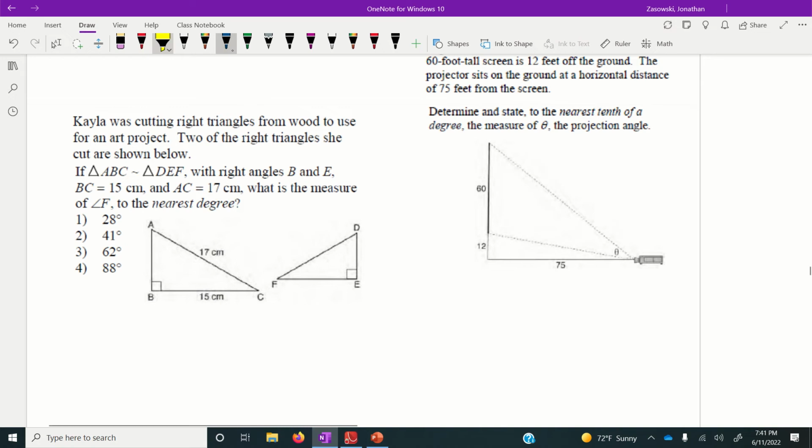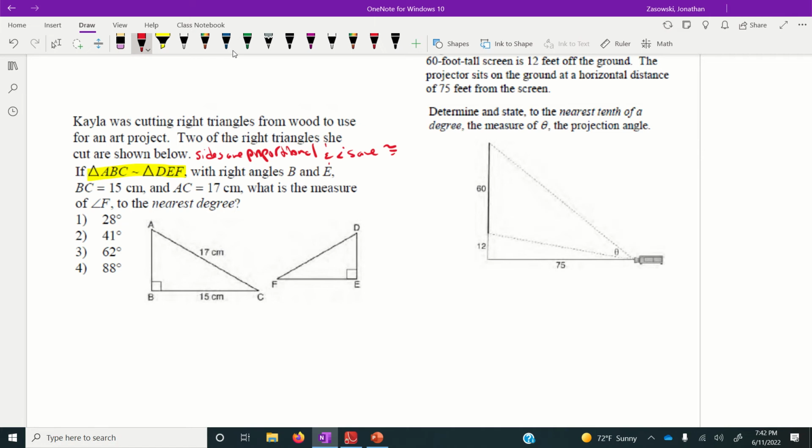Let's go down to the next one here. Kayla was cutting right triangles from wood to use in an art project. The right triangles are shown below. We know that the triangles are similar, which is important. Remember, similar means that their sides are proportional. All right, and more importantly, the angles are congruent.